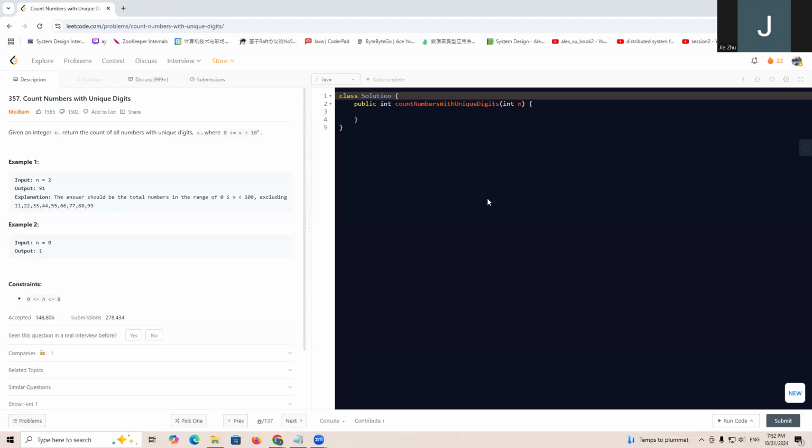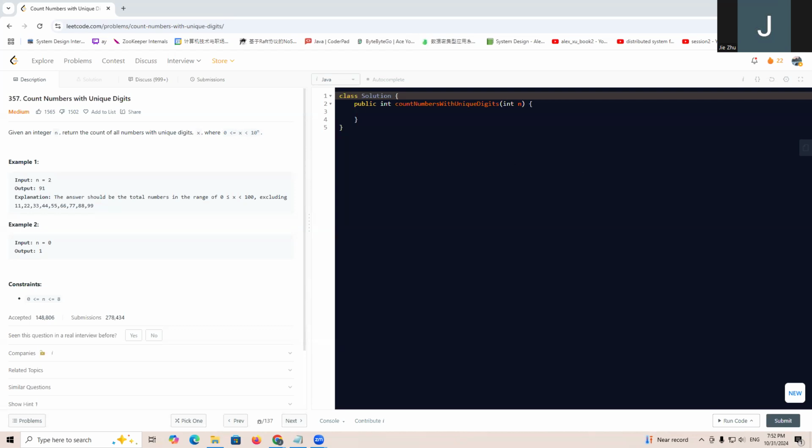Let's go through LeetCode 3057, Count Numbers with Unique Digits. For this question, it gives us an integer n, and we return the count of all numbers with unique digits, x, where 0 <= x < 10 to the power n.